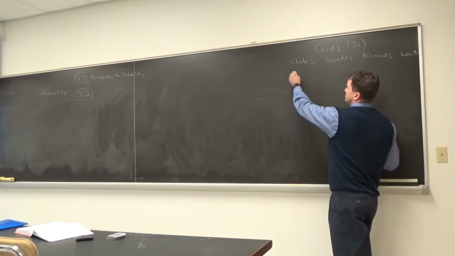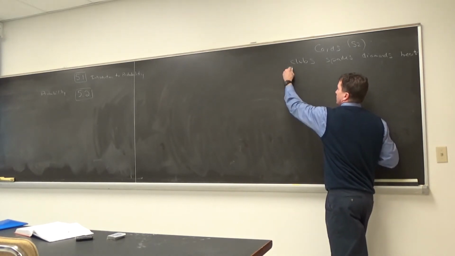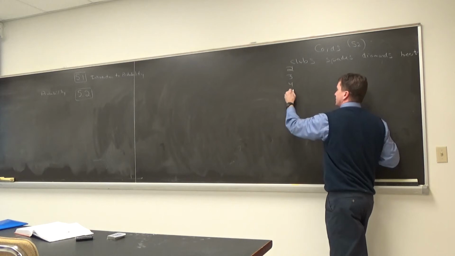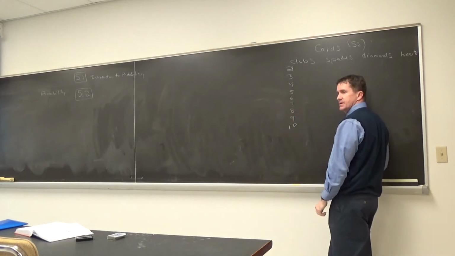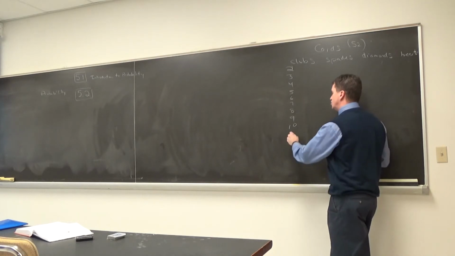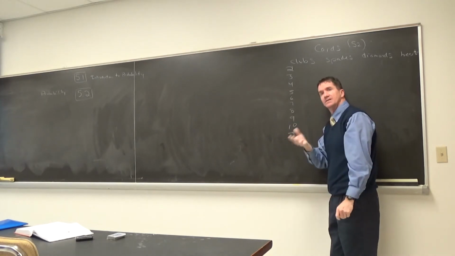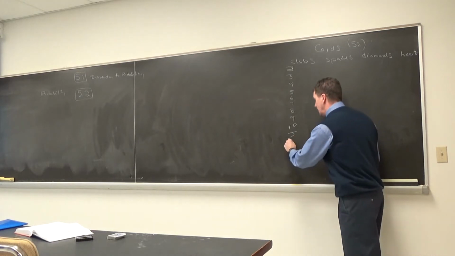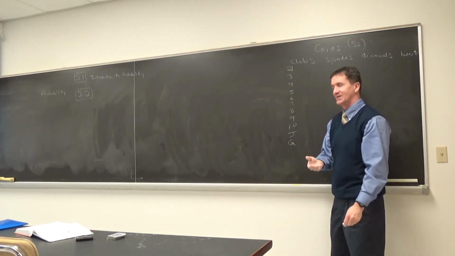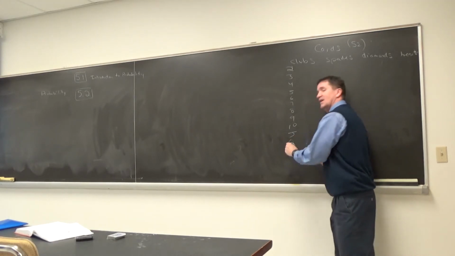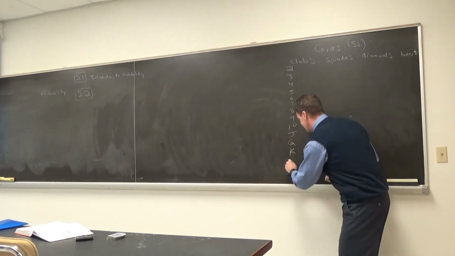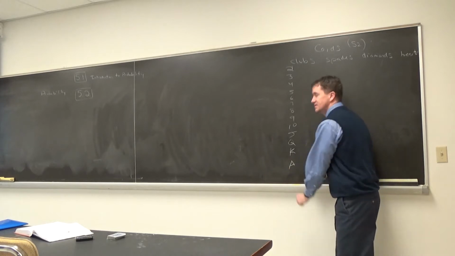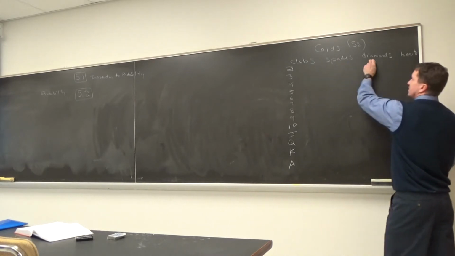The lowest number is 2. So you've got a 2 of clubs, then a 3, a 4, a 5, 6, 7, 8, 9, then a 10 of clubs. And then you have a jack. A jack has an actual face on it. Then there's a queen, which has a face on the card. There's a king, which has a face on the card. And the last one is an ace. I'll just put A for ace.